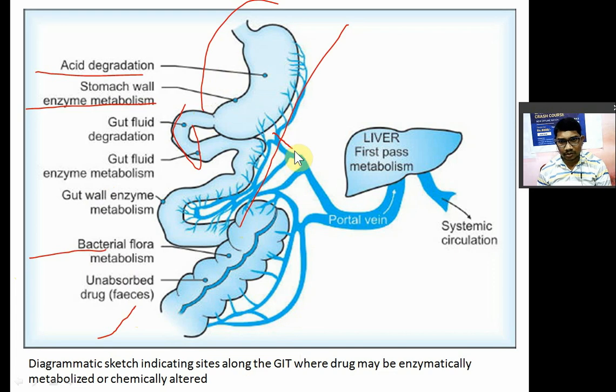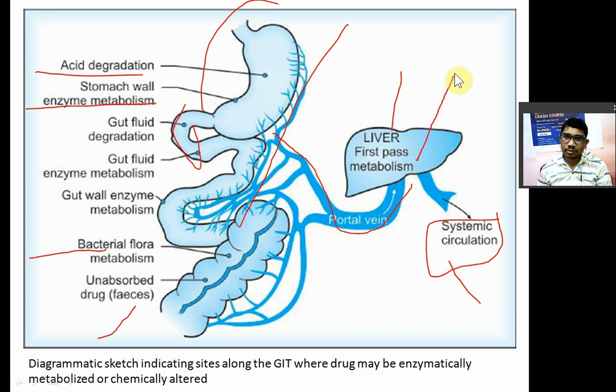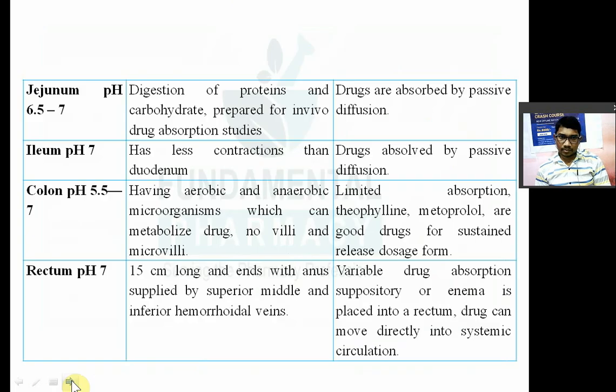Now these are carried by the portal vein to the liver, and only afterwards to the systemic circulation. So a part of the drug is metabolized in the liver before reaching the systemic circulation. This type of metabolism is known as first pass metabolism or pre-systemic metabolism, which is very high in the case of class 1 drugs as per the BCS classification.